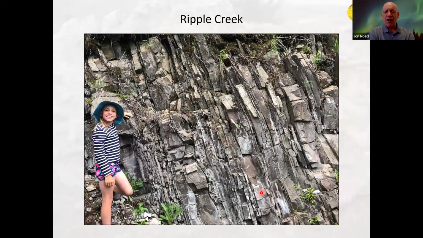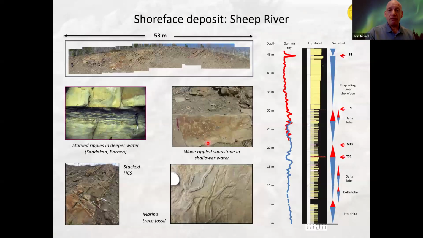So this is just an example of hummocky cross stratification with a younger version of my daughter for scale. And you can see these beautiful beds here. They're thickening and thinning laterally, and boudinaging as well. And this is all because we've basically got a seabed that's being pummeled by storm currents.